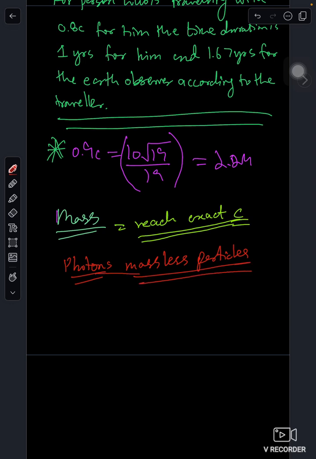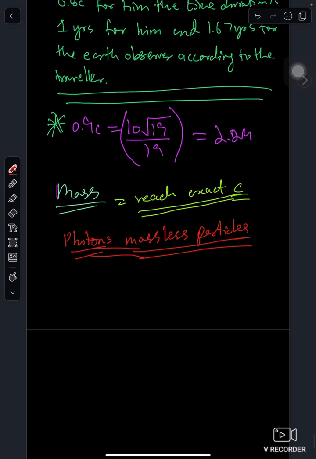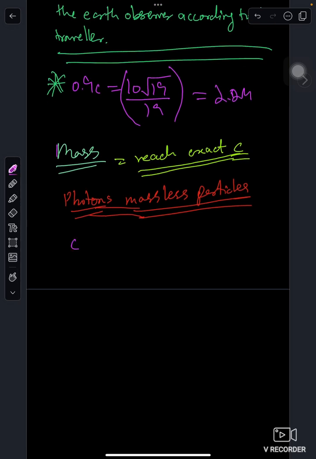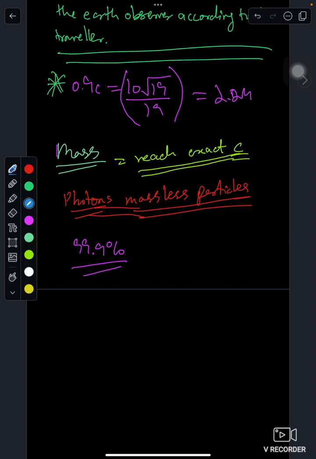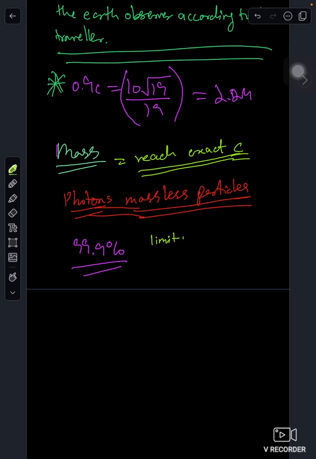That's what light is. They have that value. But anything which has mass will only be able to reach 99% the speed of light. It will never exceed it. It's impossible. So the limit of v approaching the speed of light is always less than c.